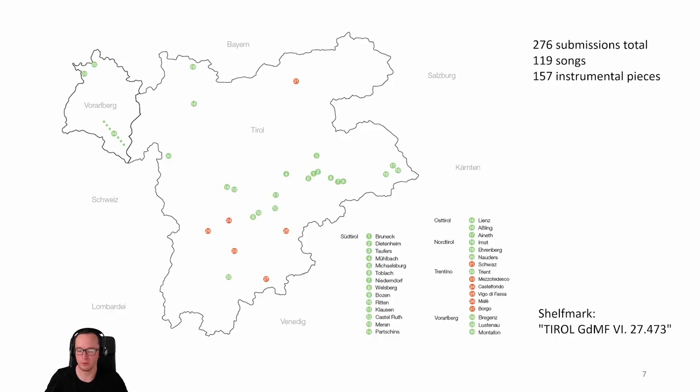The communities highlighted in red on the map received reply letters but no songs or pieces. Schwarz was contacted by the archives of the Gesellschaft der Musikfreunde, but neither the Tyrolean provincial archives nor the archives of the Gesellschaft der Musikfreunde in Vienna contain a letter of reply or songs or pieces. Schwarz thus remains the only one of those circles marked in red without a letter of reply.